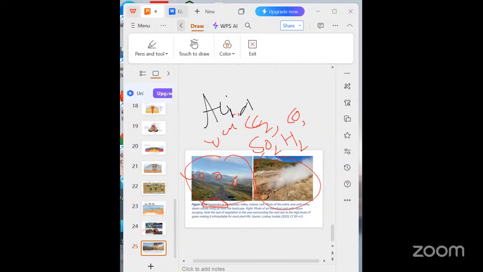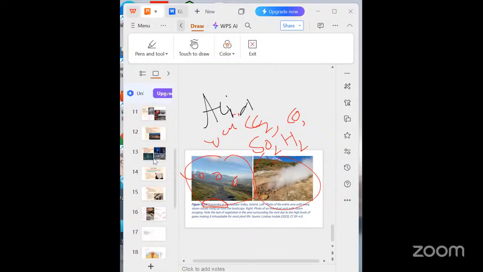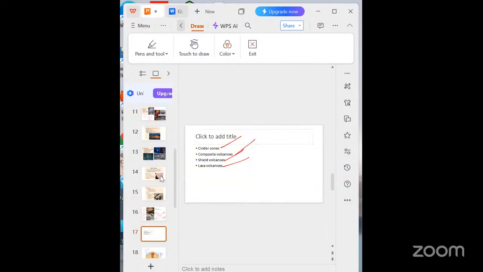So now, what are the most active volcanoes? The most active volcano in the world is found in the Kilauea volcano. This is in Hawaii. Other most active volcanoes are Etna in Italy and Piton de la Fournaise on La Reunion Island, right?